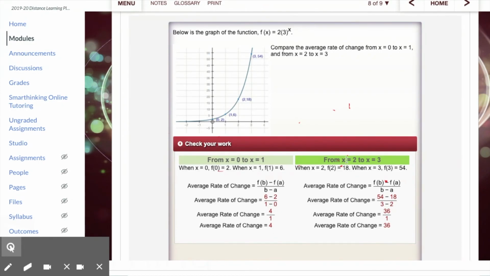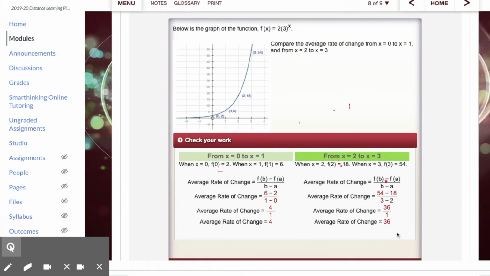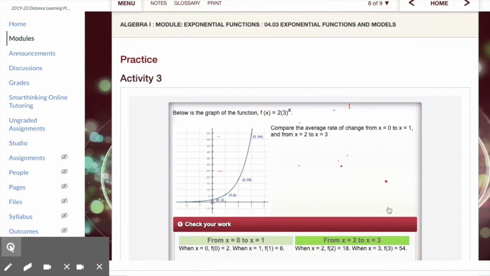Okay. And then from 2 to 3. So same process. We have 2, 18, and then 3, 54. So I'm going to do the 54 minus 18, so subtract the y's. And then I'm going to do 3 minus 2, subtract the x's. I get 36 over 1, which is an average rate of change of 36.